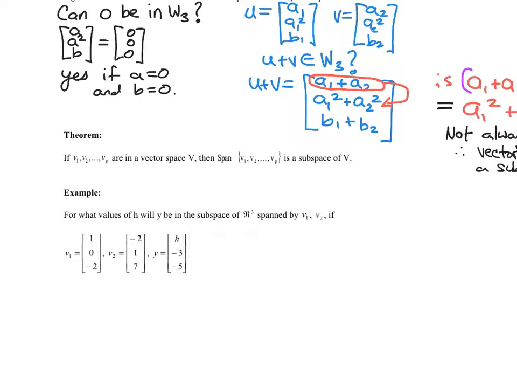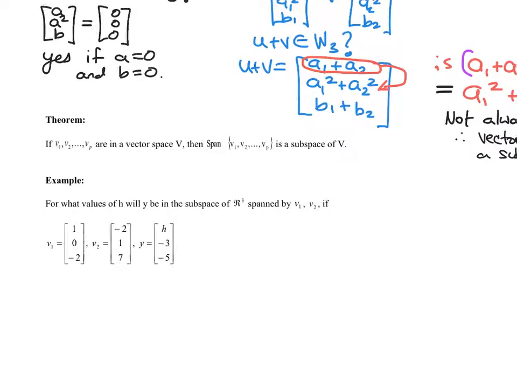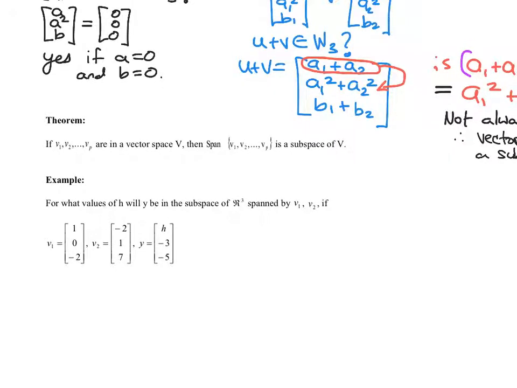So that amounts to C1 times (1, 0, negative 2) plus C2 times (negative 2, 1, 7), giving a result of (H, negative 3, negative 5).